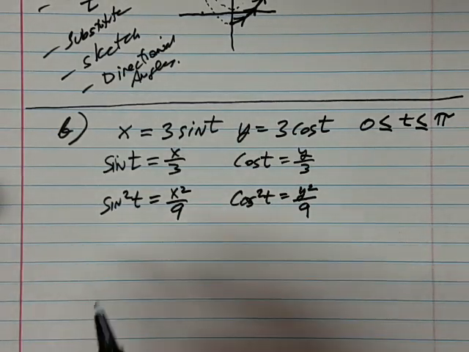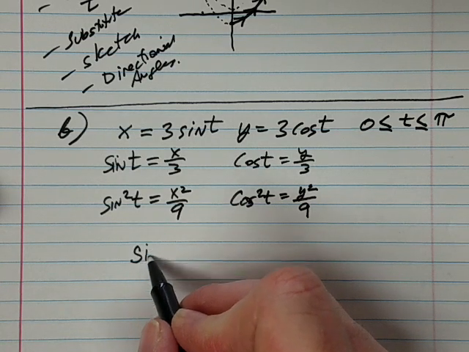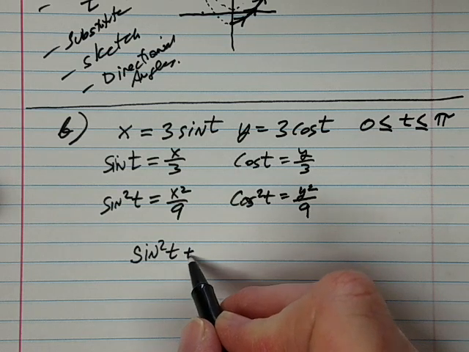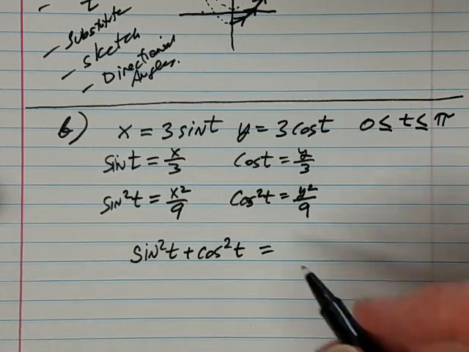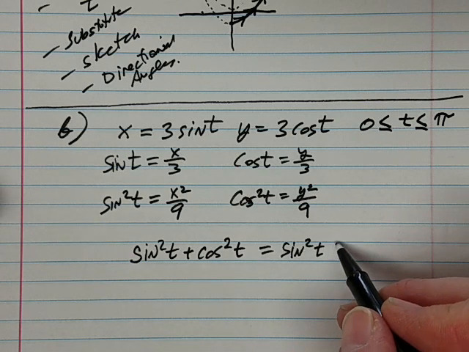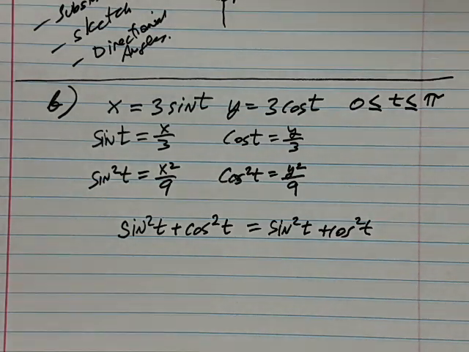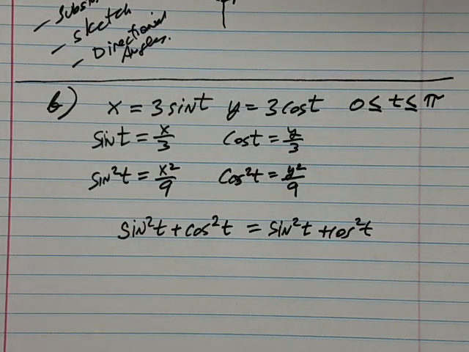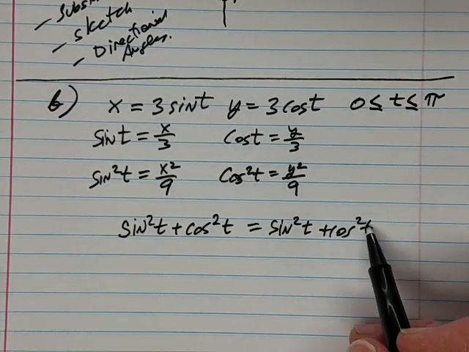So let's write the Pythagorean identity: sine squared t plus cosine squared t is equal to 1. Or actually, it's equal to itself, isn't it? Isn't it sine squared t plus cosine squared t? I mean, that's a basic property in math that if it's equal to itself, it's equal. I mean, they're true. 7 is equal to 7. We know that. So sine squared t plus cosine squared t equals sine squared t plus cosine squared t.